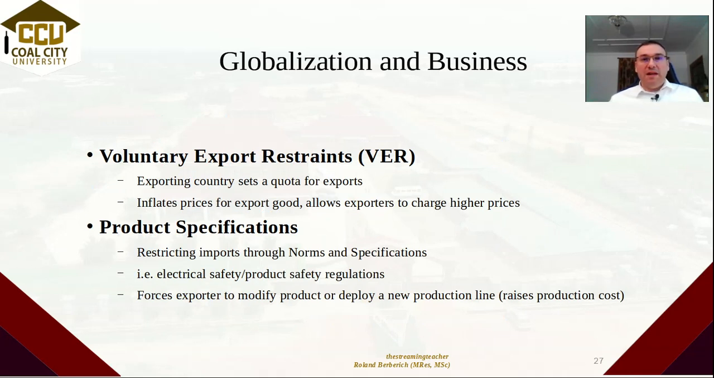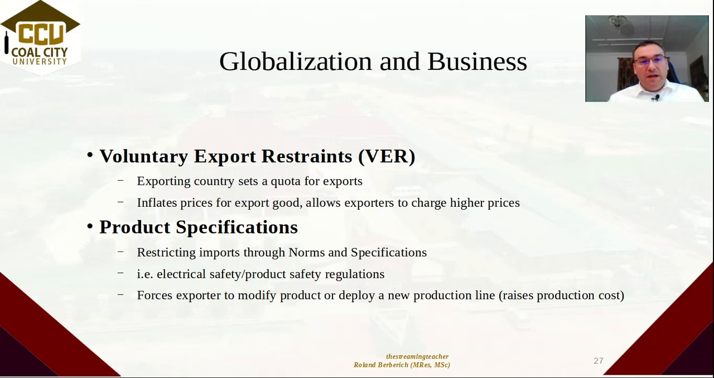You can also go the other way around and say we are voluntarily not exporting as much as we could. And that works like a reverse quota. You're saying only 10,000 computers will be exported in any given year. That makes your good, especially if it's a high value good, much more valuable, and allows the exporter to charge a higher price. More money comes into the country, and more taxes will be paid to the domestic revenue.